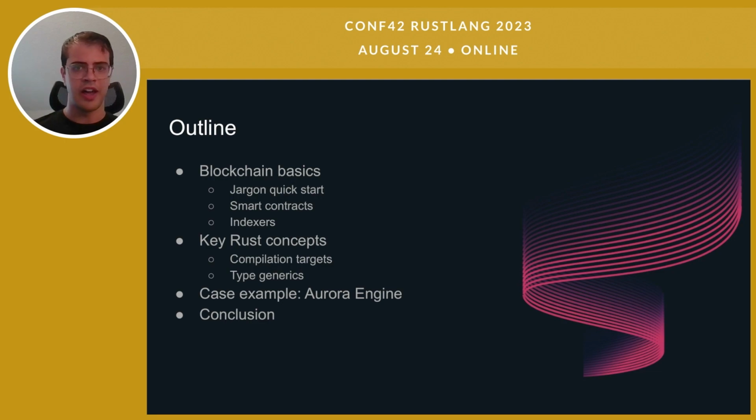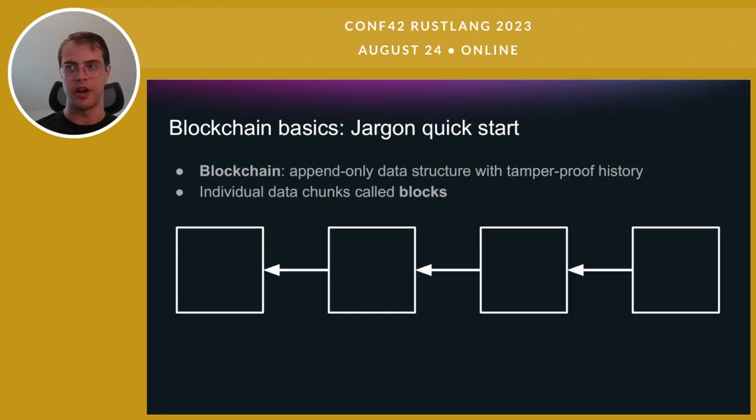In terms of an outline, I'll begin by getting everyone up to speed on the basics of blockchain technology. Only what you need to understand what I mean when I'm talking about smart contracts, indexers, and how they relate to one another. Next, I'll talk about the key features of the Rust programming language that enable us to do this smart contracts into indexers trick. And finally, we'll do a deep dive into some real code that showcases how these ideas were applied at Aurora.